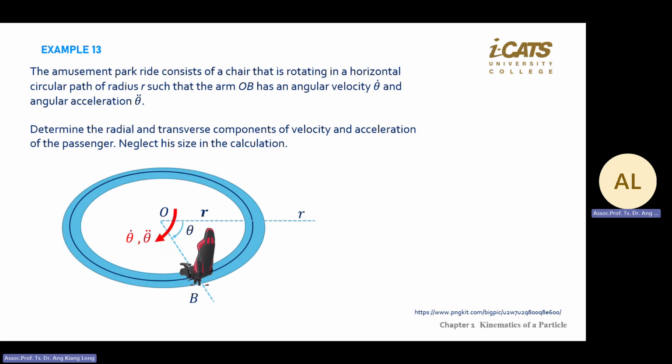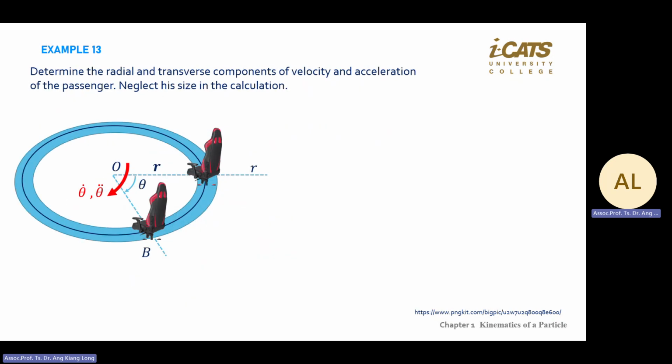Okay, so with this direction, you have theta dot and theta double dot. What do I mean by theta dot? It means the turning rate of this chair. Theta double dot is the acceleration of the turning rate of this chair, because it's double differentiation. Single differentiation is speed or velocity. Double is acceleration, or angular speed, angular acceleration.